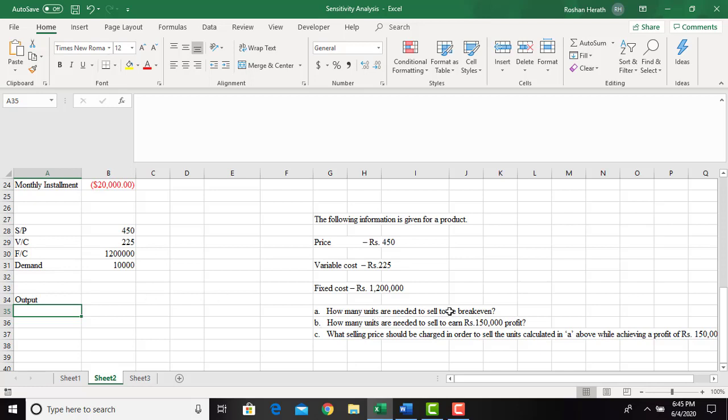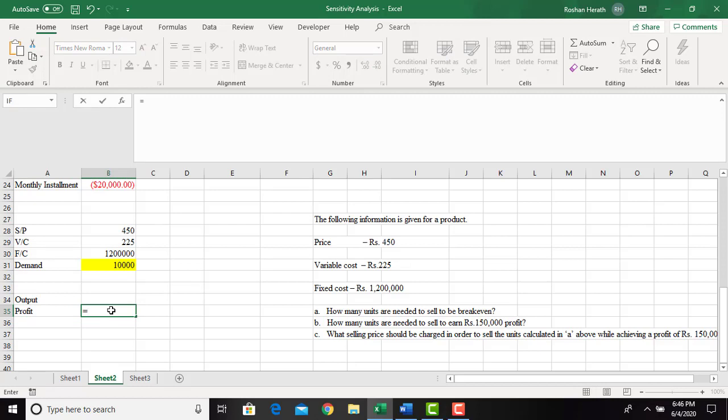It says, how many units are needed to sell to break even. What do you mean by break even? Break even is the point where we make no profit, no loss. So in other words, the instance where the profit is zero, we call it the break even. Then the question asks how many units you must produce, how many units you must sell in order to enjoy a moment where there is no profit, no loss, right?